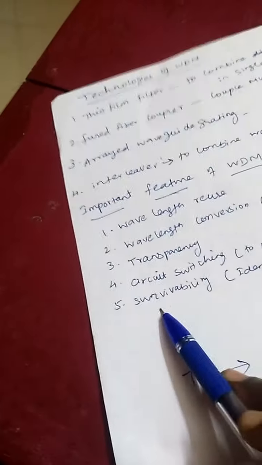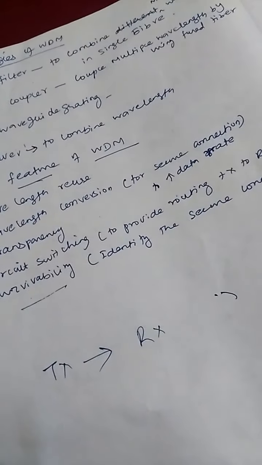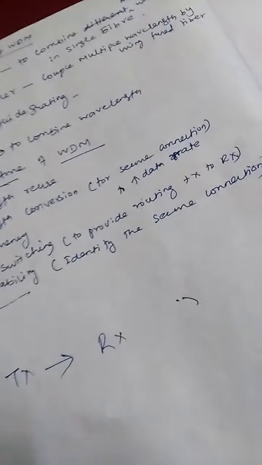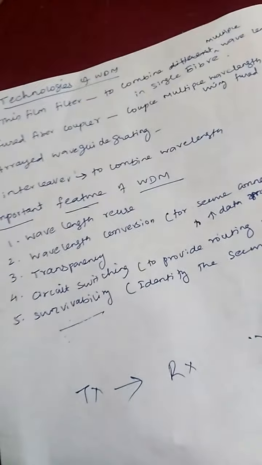So using survivability, we can identify which is the shortest path the signal will take to reach the receiver in minimum time. So that is survivability. Using survivability, we can identify the secure connections, which is the shortest path.